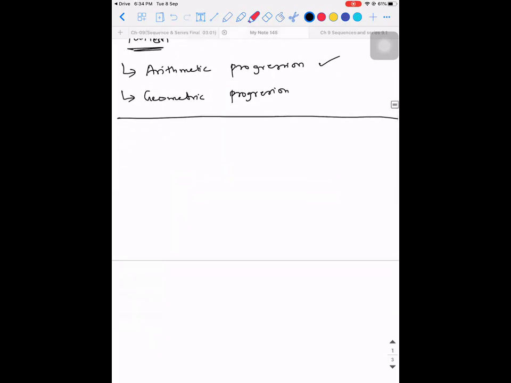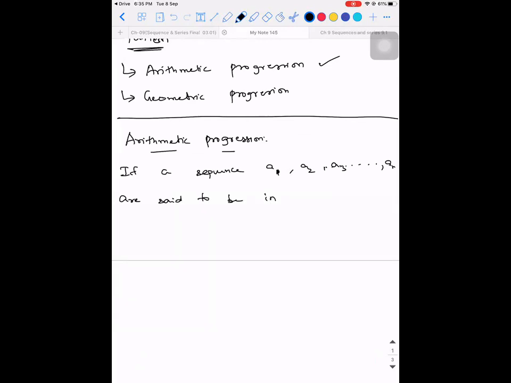So if I give you a sequence A1, A2, A3, so on till AN, they are said to be in arithmetic sequence or arithmetic progression under what scenario?